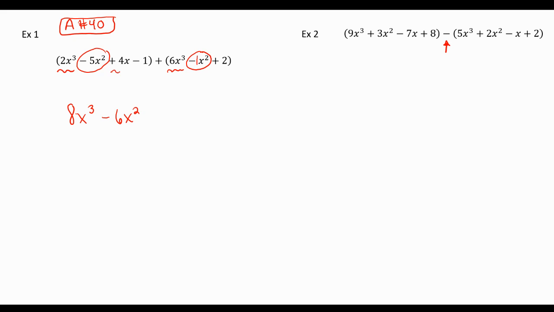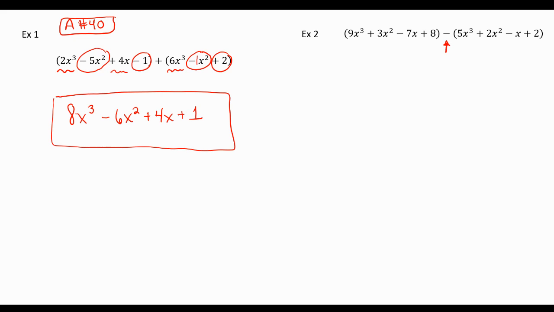And the next one would be a 4x, and there is no other 4x to add to it, so we keep it. And then the last one is negative 1 plus 2, or 2 minus 1, that would be 1. And that's your final answer. So you're just adding the numbers in the front. Those are called coefficients. Do not change the little exponents. Now, there's an extra step when you have subtract.